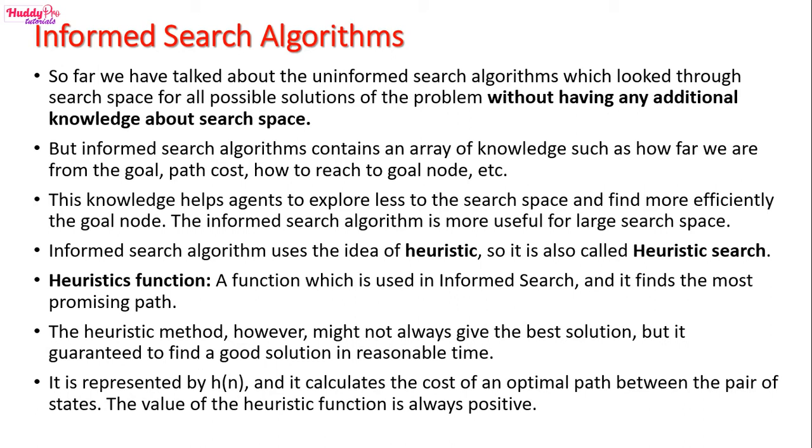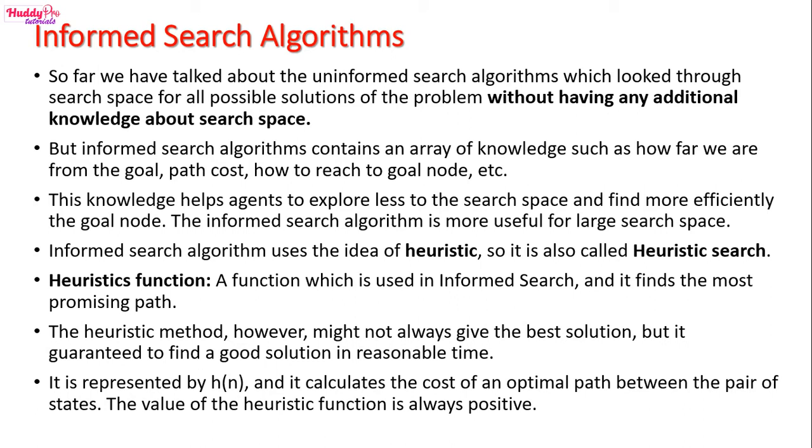So it is also called the heuristic search. They use what we call heuristic functions. Now, a heuristic function is a function which is used in informed search, and it finds the most promising path. It takes the current state of the agent as its input and produces an estimation of how close the agent is from the goal.